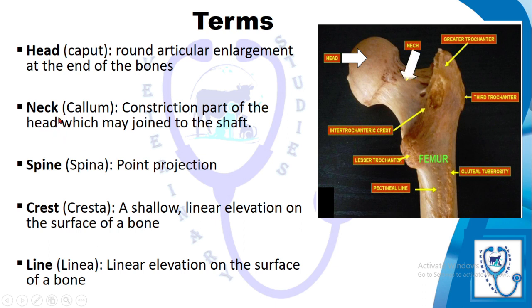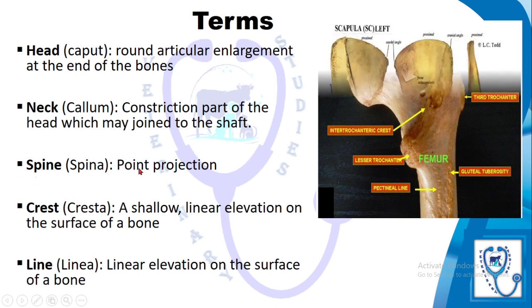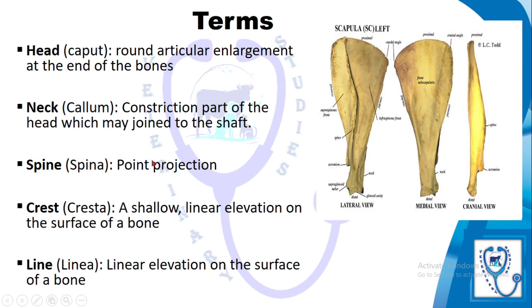Neck. Neck is a constricted part below the head which joins to the shaft, which means the neck joins the head and body of the bone. This is the neck of a femur bone. Spine. The term spine is used for any pointed projection on the bone. I have given a picture of a scapula bone. On the lateral surface of a scapula bone, there is a spine which divides the lateral surface of the scapula into two fossae. This one is the supraspinous fossa and this one is the infraspinous fossa.